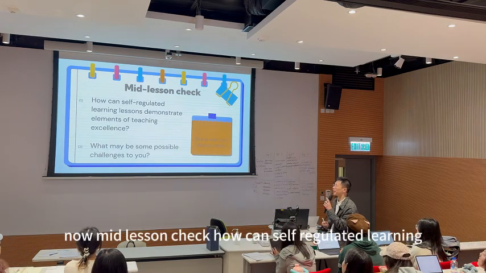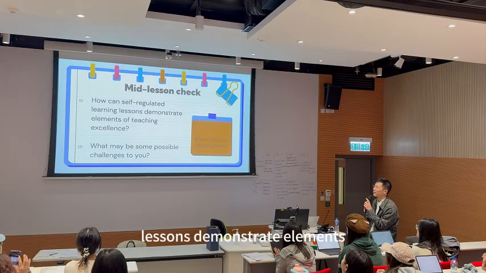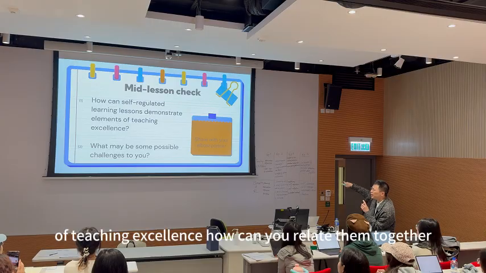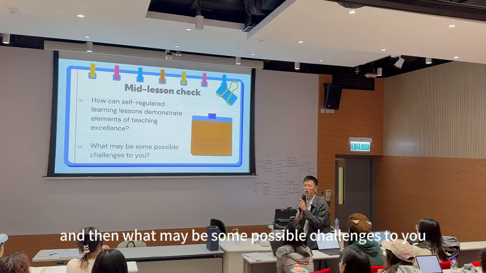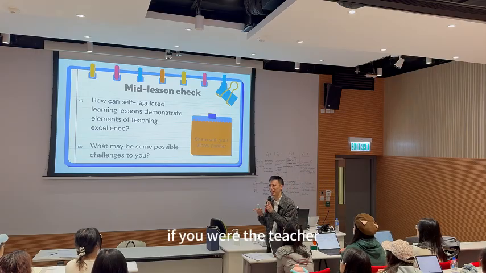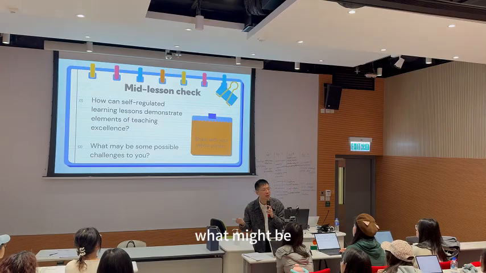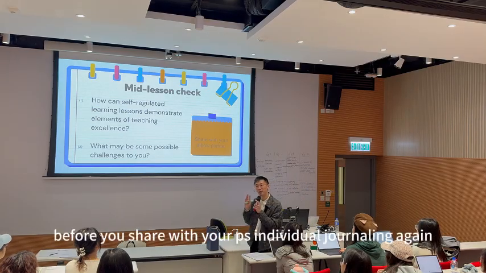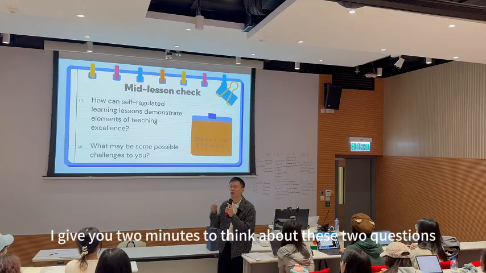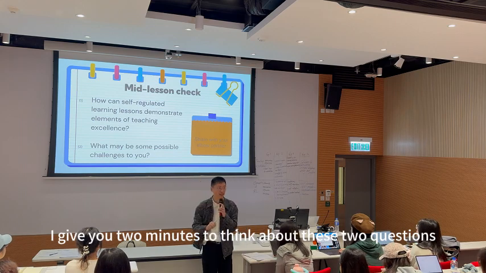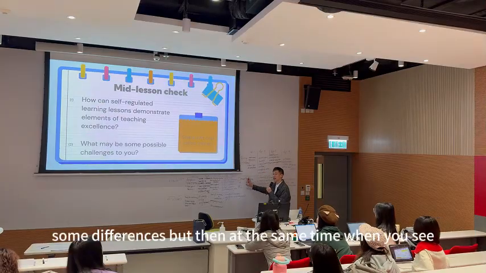Now, mid-lesson check. How can self-regulated learning lessons demonstrate elements of teaching excellence? How can you relate them together? And then, what may be some possible challenges to you? If you were the teacher, and you are going to use this framework or all these elements, what might be your challenges? Before you share with your peers, individual journaling again. I give you 2 minutes to think about these 2 questions before you share with your groups. Okay, 2 minutes.